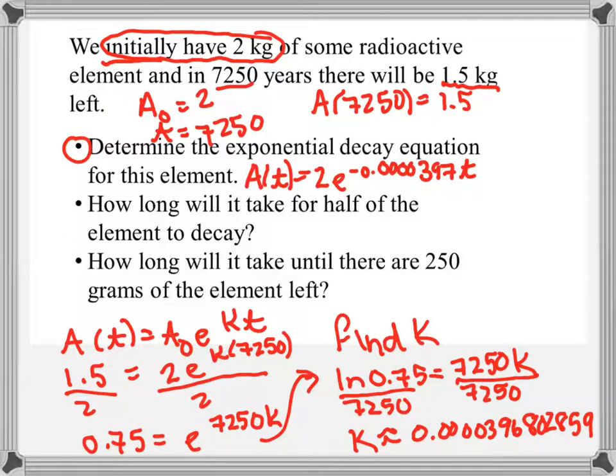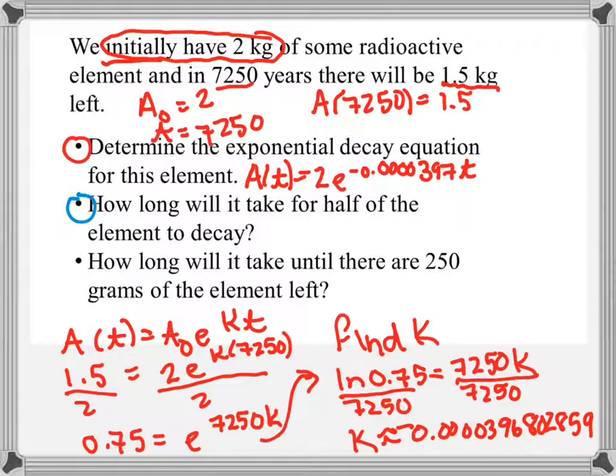So our function could be modeled using A of t equals 2 times e to the negative 0.0000397 t. Actually, I think I left off my negative sign here. That's why I paused. So hold on. I have it right in the function. k was equal to approximately negative 0.0000396802859.